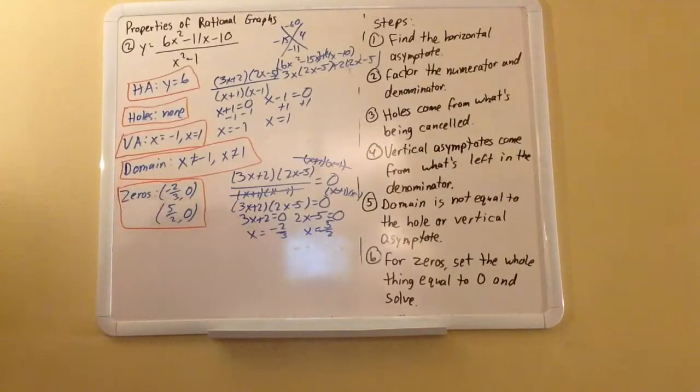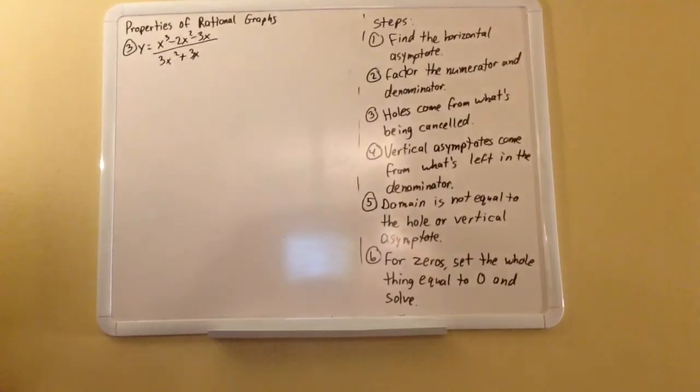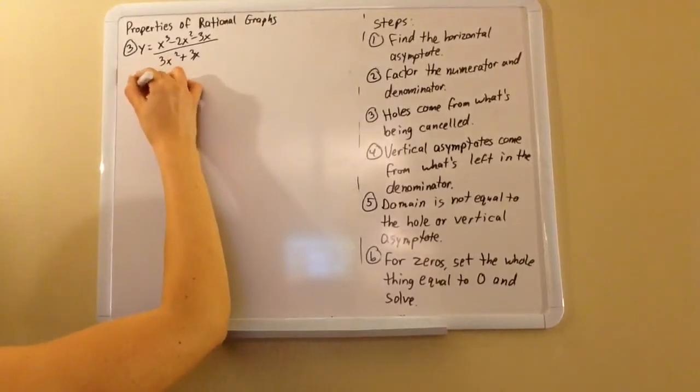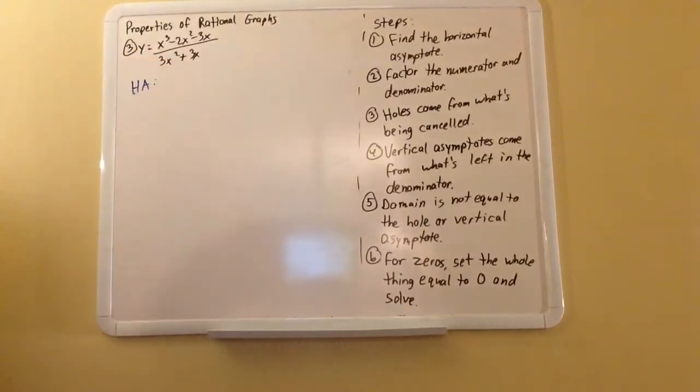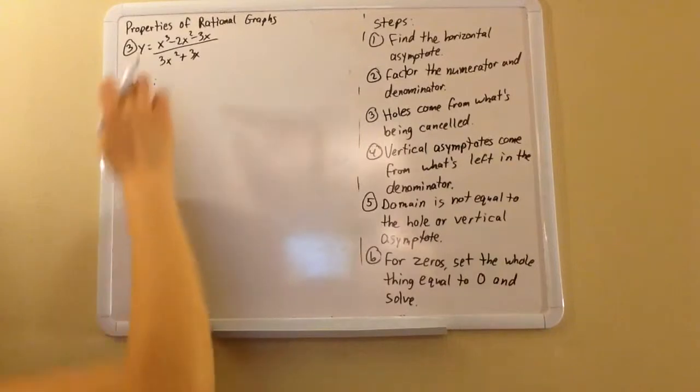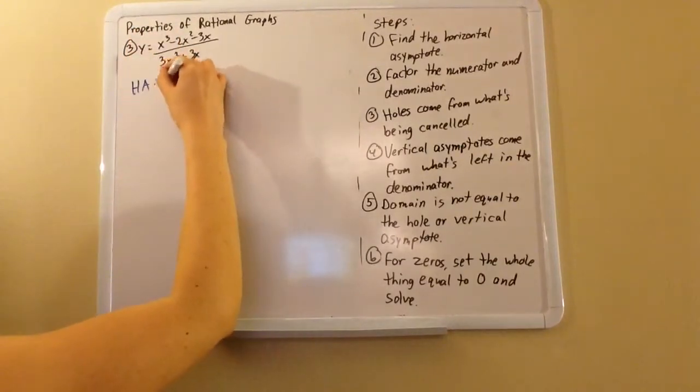Alright, there we go. So that was my second example. I have one example left, and then I will give you your bonus question. Here's my last example before the bonus question. So again, we want to find the horizontal asymptote. The horizontal asymptote, there is none because the top exponent is bigger than the bottom exponent.